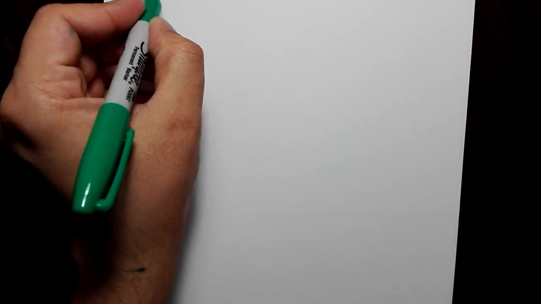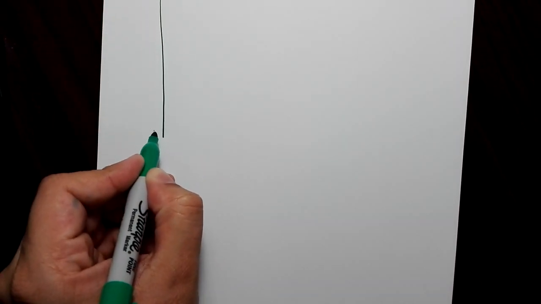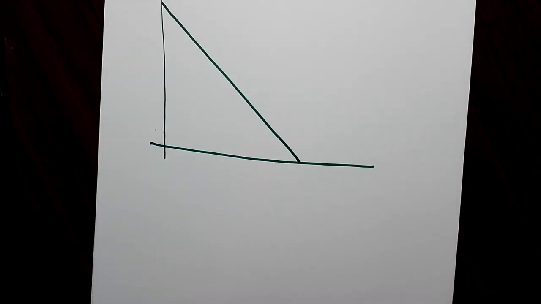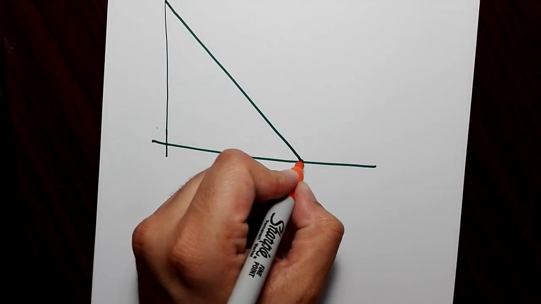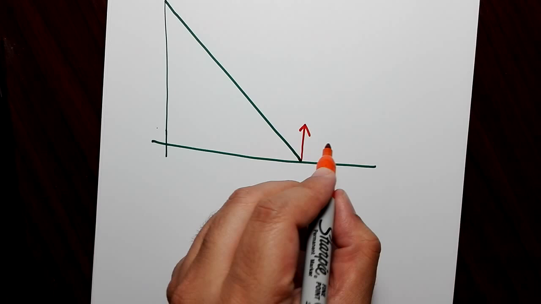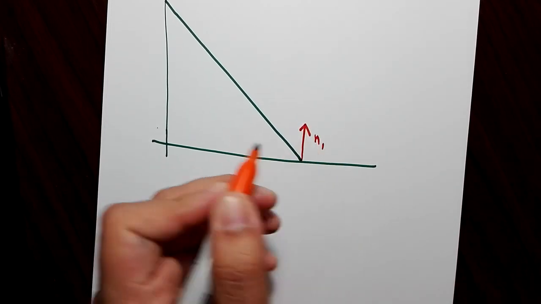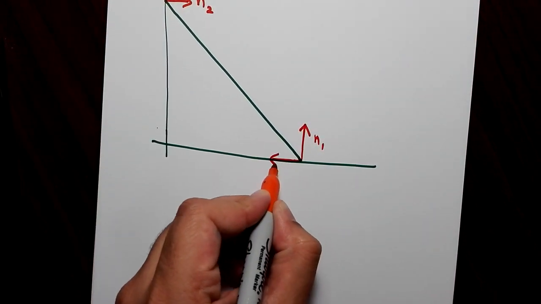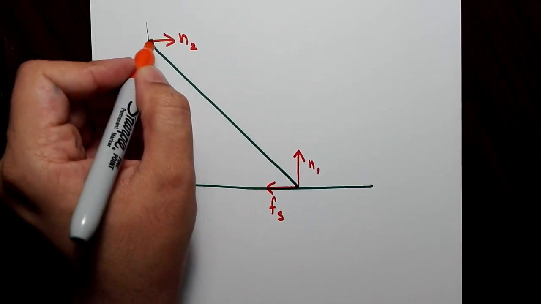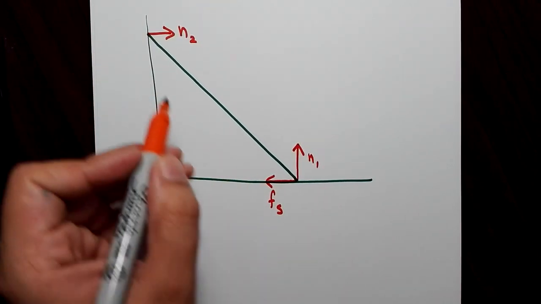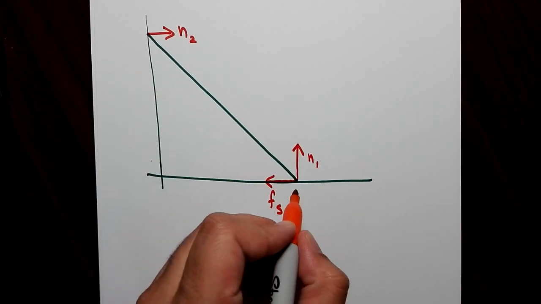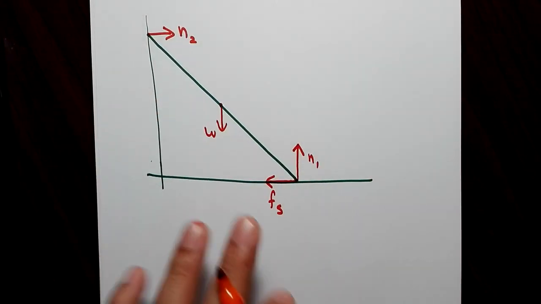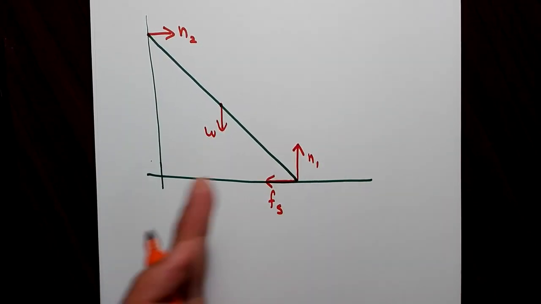Let's draw the ladder over here. Okay, here's the ladder. Now there is a normal force over here, which we're calling N1. There's a normal force here, N2. There's static friction over here. There's no friction over here. This is frictionless, the wall and the ladder. And then there's the weight of the ladder. So these are the forces acting on the ladder. This is our x direction, this is our y direction.